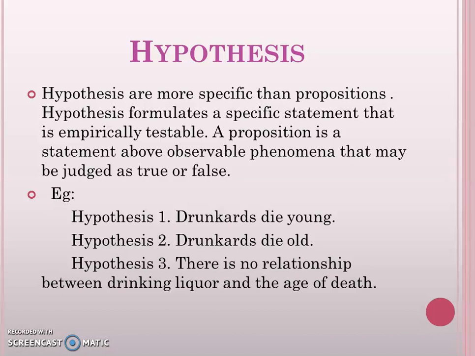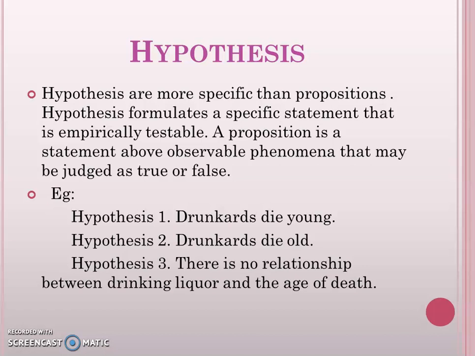See, we have an example here. It's regarding alcohol usage in a country or a state and the death rate in a country. So this is something which is applicable to our society. The hypotheses are like this. The alternative hypothesis one is that drunkards die young, and hypothesis two states that drunkards die old, and the null hypothesis states that there is no relationship between drinking liquor and the age of death.